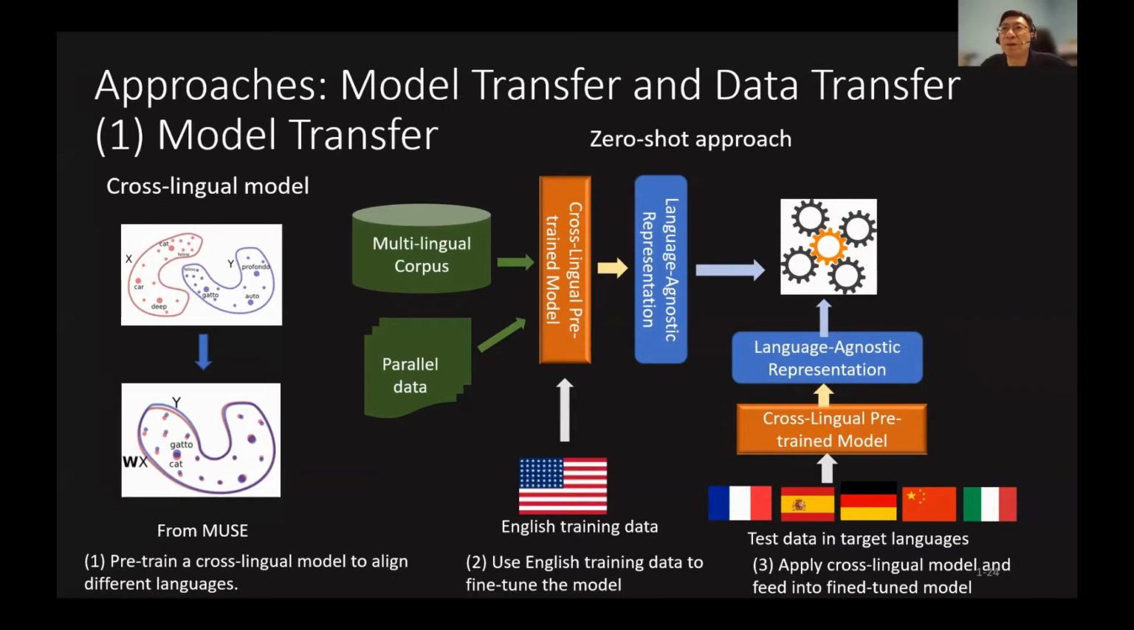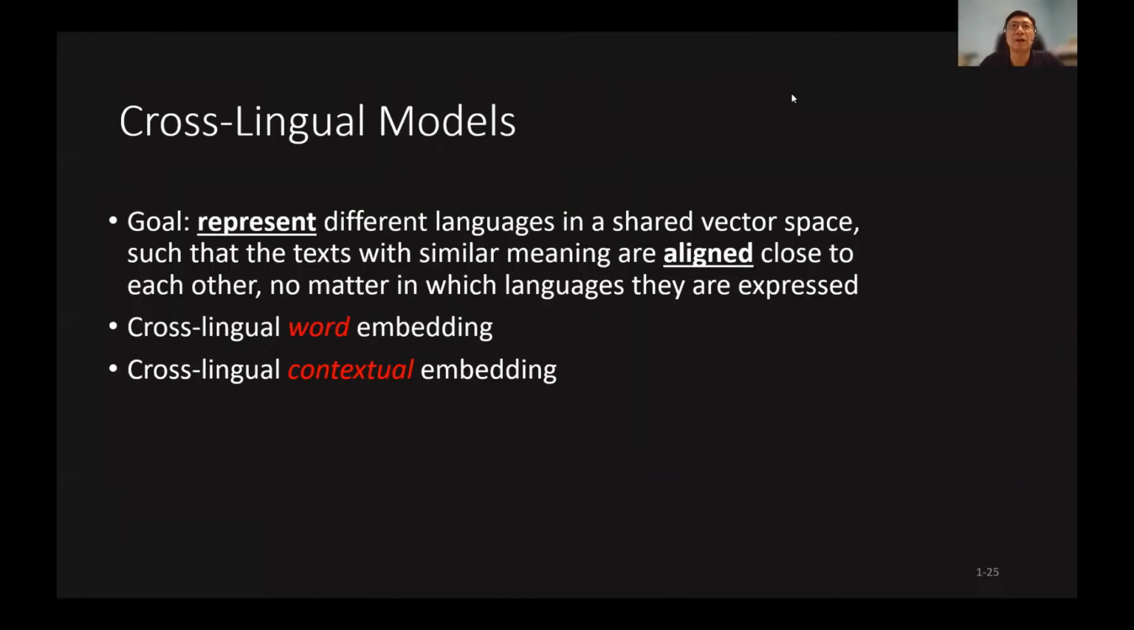So in the following, let's have a review of various cross-lingual models. At a high level, we distinguish 2 types of cross-lingual models, depending on how the languages are represented. The first type represents languages by word embedding, so it is called cross-lingual word embedding. And the second type represents languages by contextual embedding. Accordingly, it is named cross-lingual contextual embedding. So in the following, let's look at more details of these 2 types one by one.